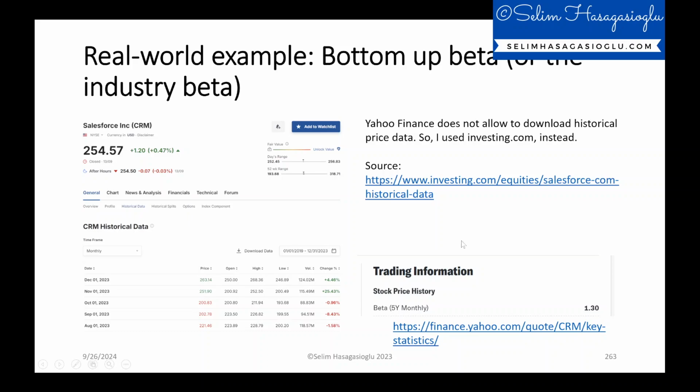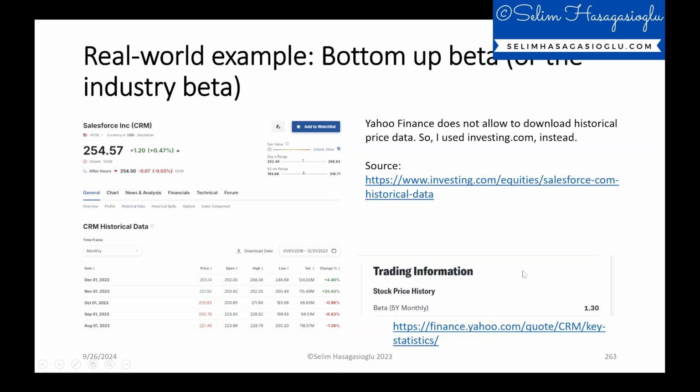So let's look at the Salesforce data. Remember, we need historical stock prices. Yahoo Finance doesn't allow you to download historical price data, so I used investing.com instead. For example, for Salesforce, the ticker symbol is CRM. Just adjust the time frame to monthly, and the time period you will be looking at will be from 2019 to 2023. So we have all these prices.